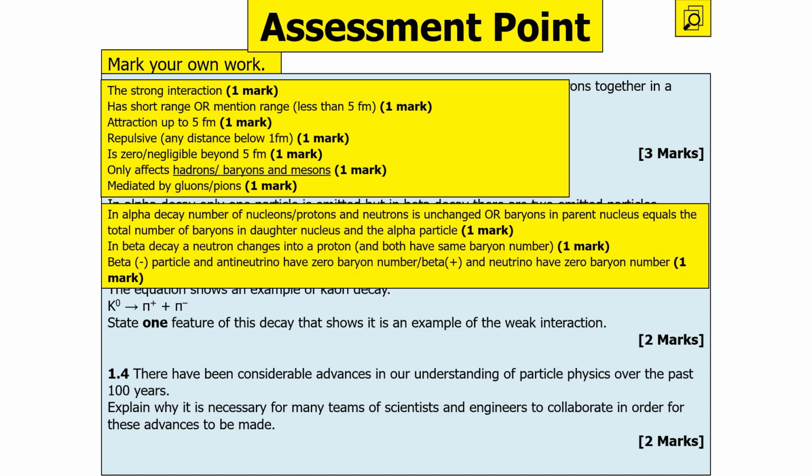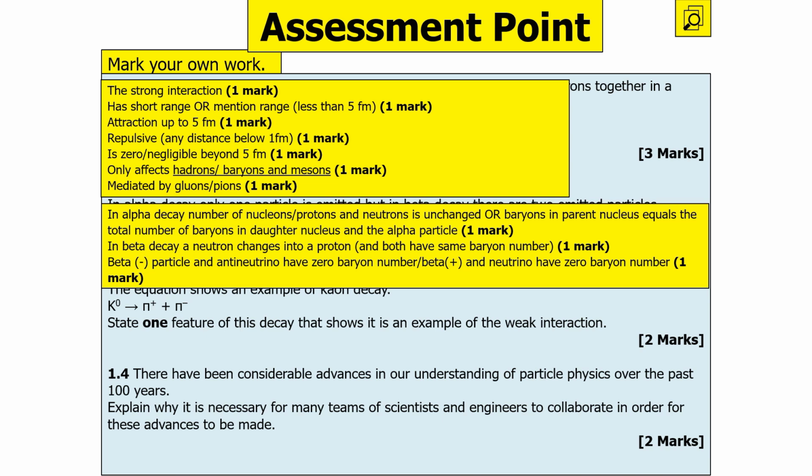Now, in alpha decay, we know that the numbers of neutrons and protons are unchanged because there's 2 protons, 2 neutrons leaving an atomic nucleus, so therefore the baryon number is unchanged. In a beta decay, the neutron changes to a proton. They've both got the same baryon number, so it is conserved, and it will also produce an electron and antineutrino. Or the other way around, it'll produce an anti-electron, which is a positron, and a neutrino, and in this instance they will both have 0 baryon numbers, so it can ensure the baryon number is conserved.